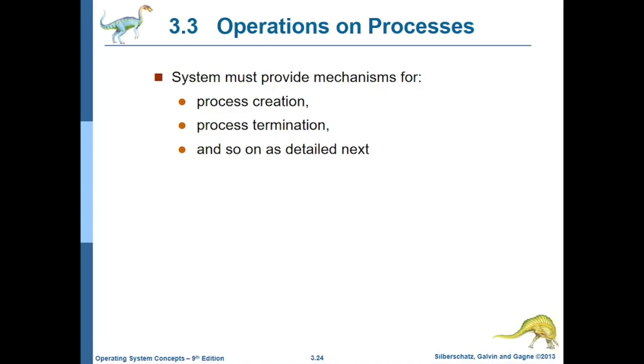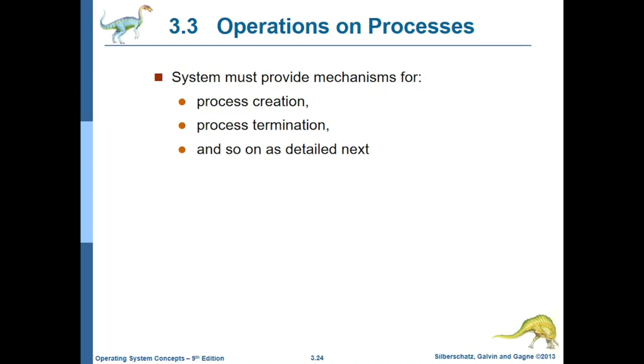In this section, we will discuss the operations that the system must provide for managing processes. These operations include process creation, process termination, and other actions that affect the state and behavior of the processes.